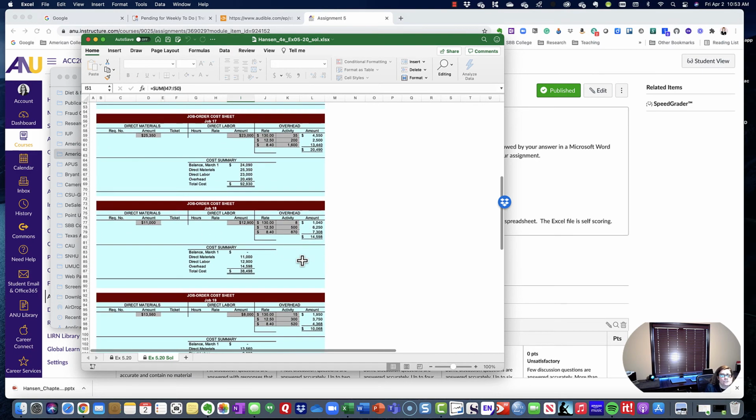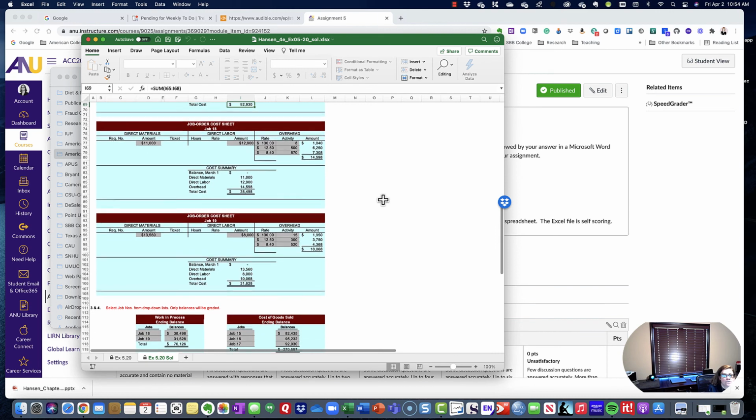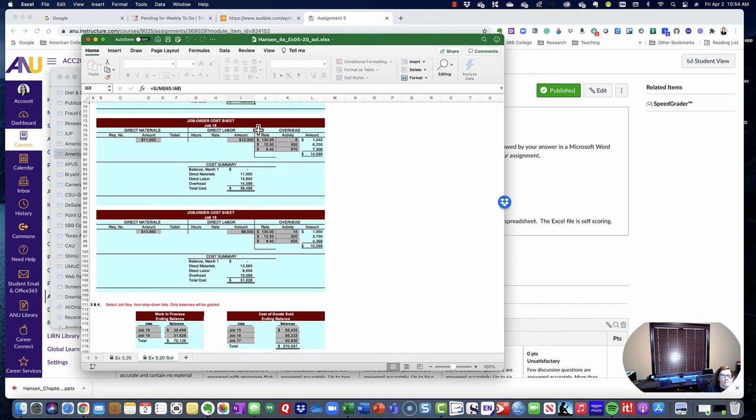When we look at job 17, you have direct materials, direct labor, and each of the amounts again by the actual amount used. You see the 25,350 of direct materials, the 23,000 of direct labor, and the 20,490, and we have 92,930 as our total cost summary. Then you do the same exact thing for job 18, as you can see here with all of our rates and amounts, and this one doesn't have a beginning balance. The same thing for job 19.